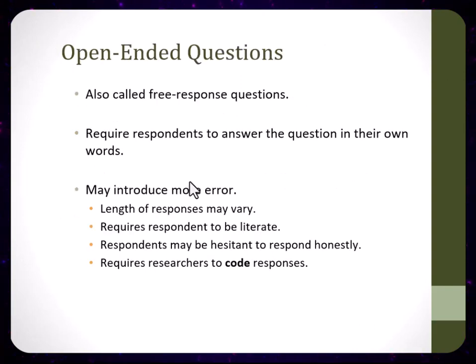There are two main types of questions that we can ask in a survey. The first is open-ended questions, also called free response questions. These might be similar to, say, an essay question or a short answer question on an exam, and it requires the respondents to answer the question in their own words, either by typing it out, writing it out, or speaking it out. This may introduce error because the length of responses may vary. It requires the respondent to be literate in some fashion usually, and respondents may be hesitant to respond honestly, and it requires more work from the researchers who have to go through and categorize or code the responses.